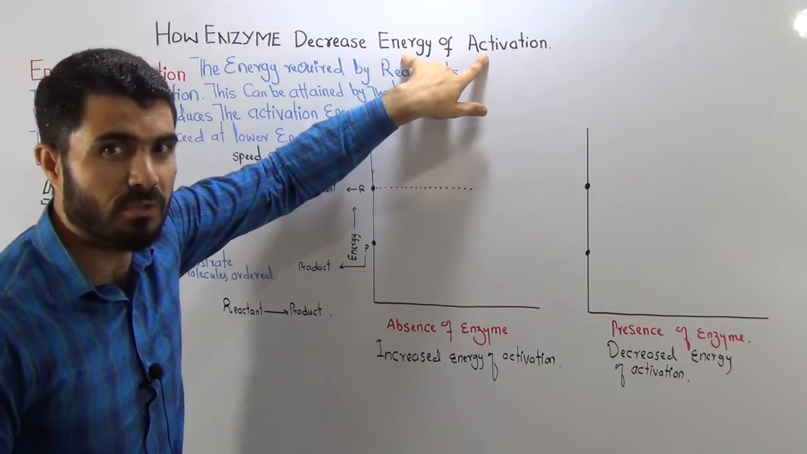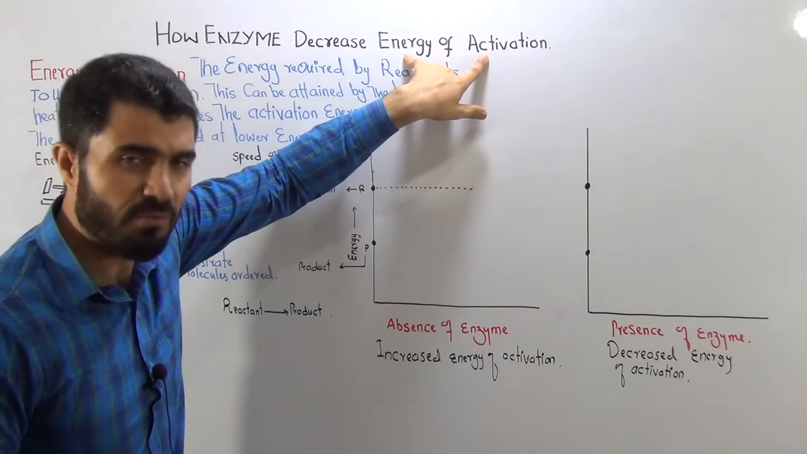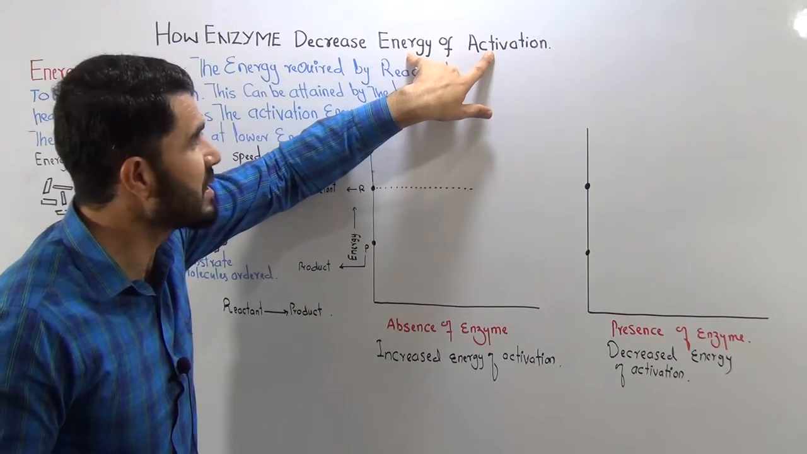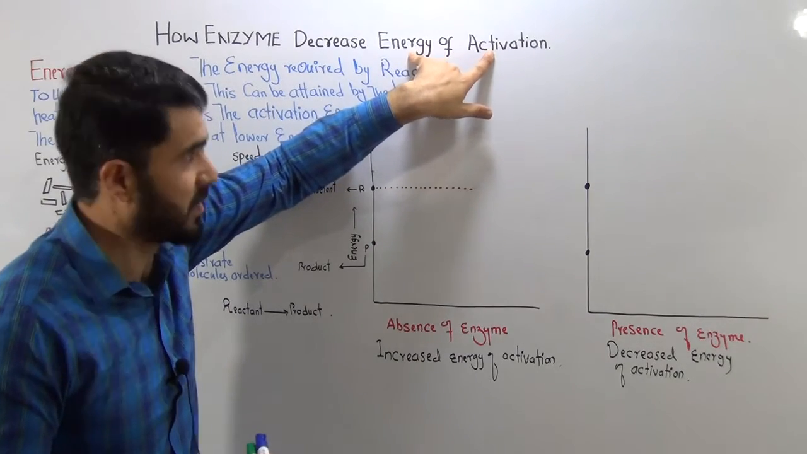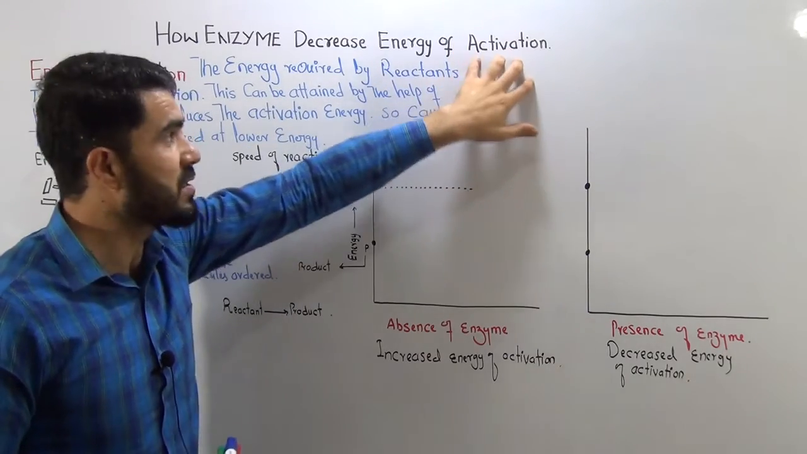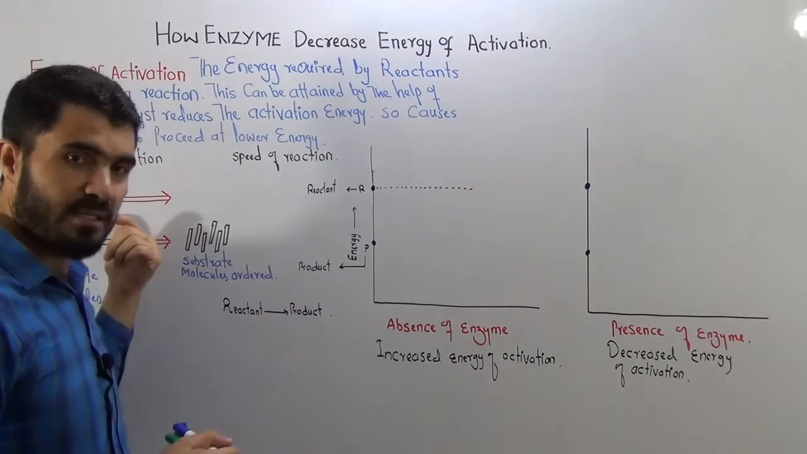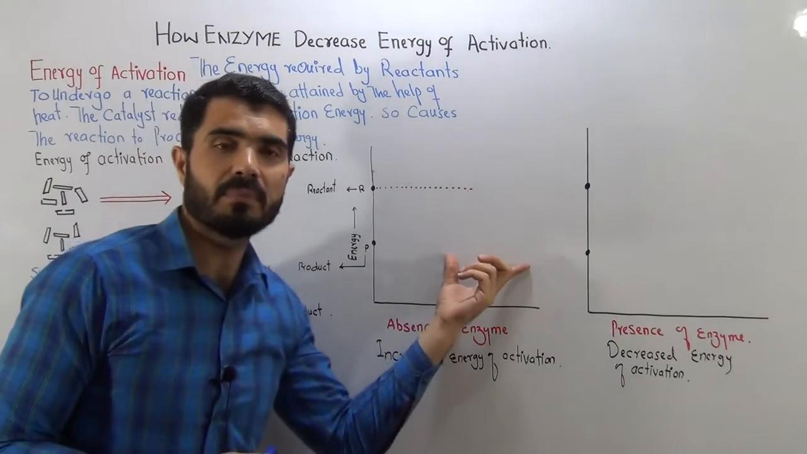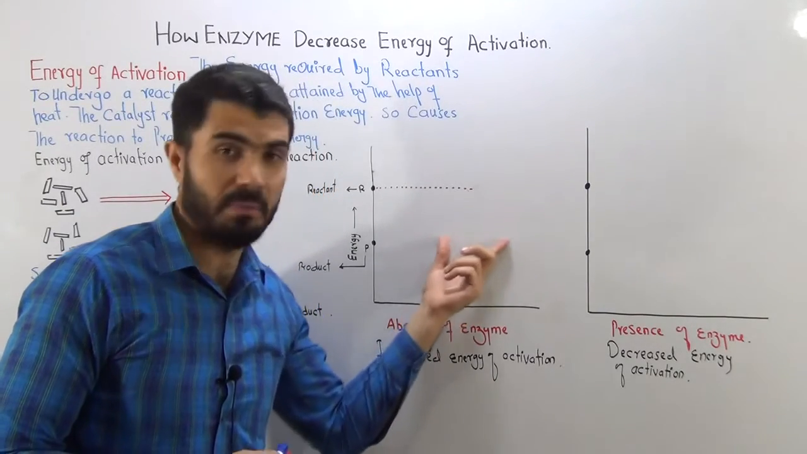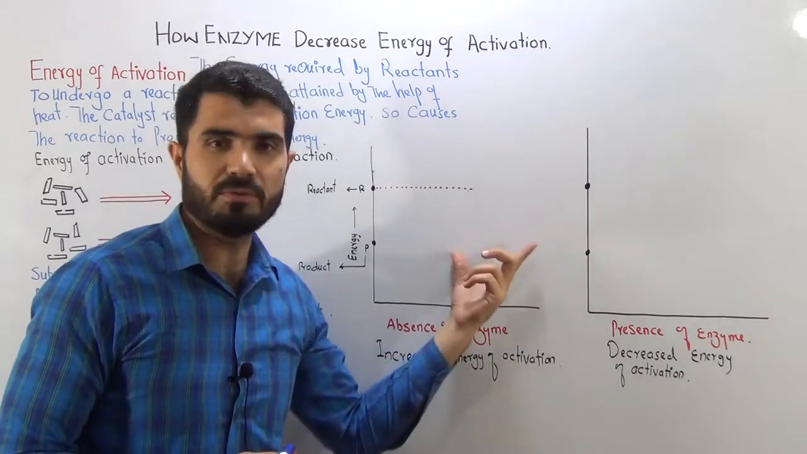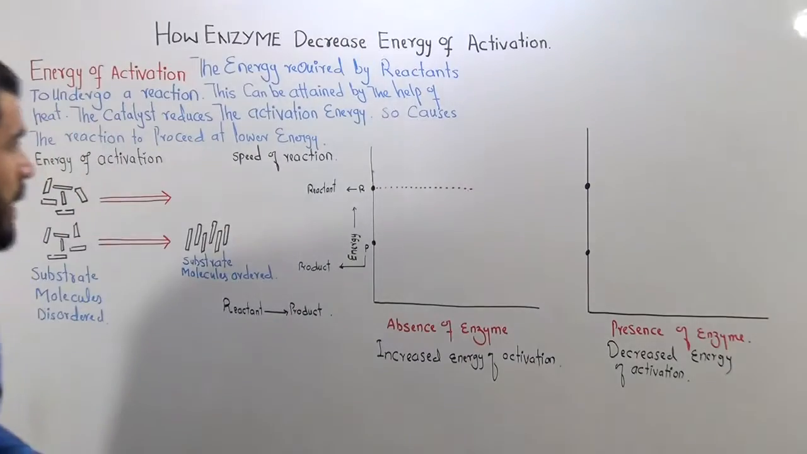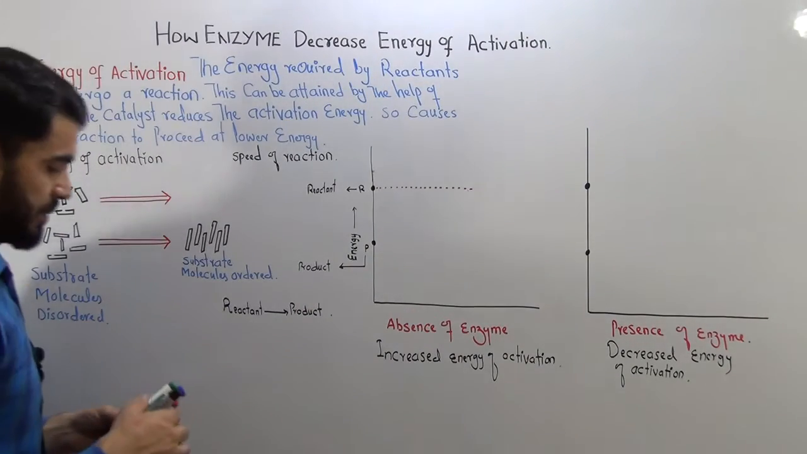Here a lot of confusion arises in the minds of students. The first confusion is, what is this energy of activation? First I will explain what energy of activation is, and then I will also explain how this energy is decreased, both in the substrate diagram and from the graphic point of view. In most books you will see a graph explaining this topic. Okay, first comes the energy of activation.